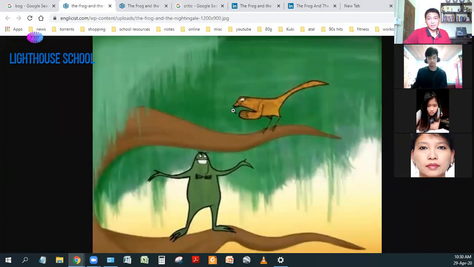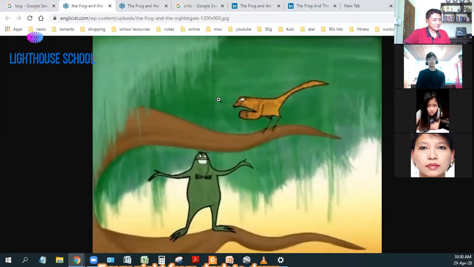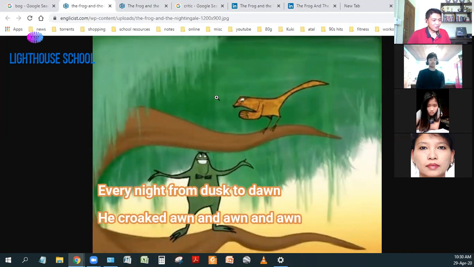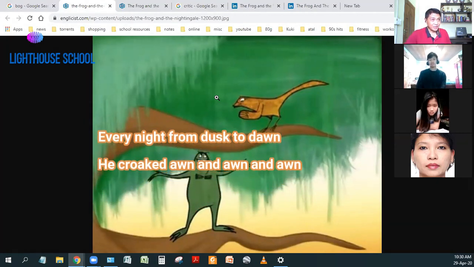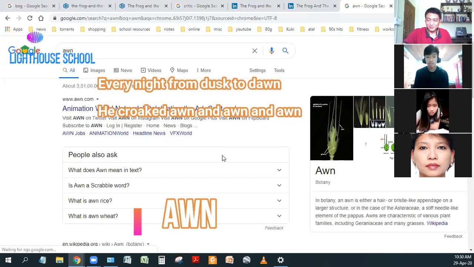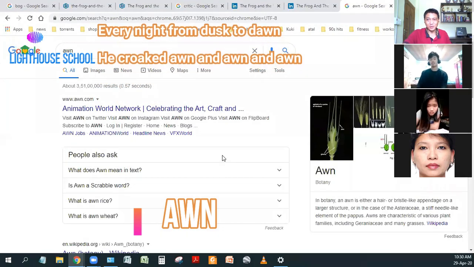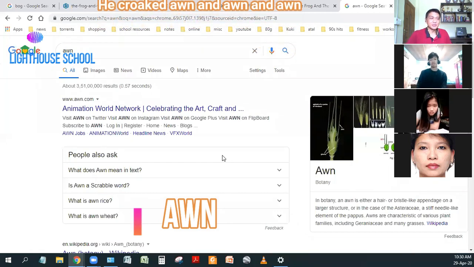Now, the word that he uses is croaked. Croaked is the sound made by a frog, and it's not a very pleasant sound. It's an irritating sound. So he would do this every night from dusk to dawn. He croaked on and on and on. Now look at the book: dawn on. Vikram Seth has just put it for poetic effect so that it rhymes. Nothing else. He has just put it there purposely, deliberately, once again for comedic or dramatic effect.